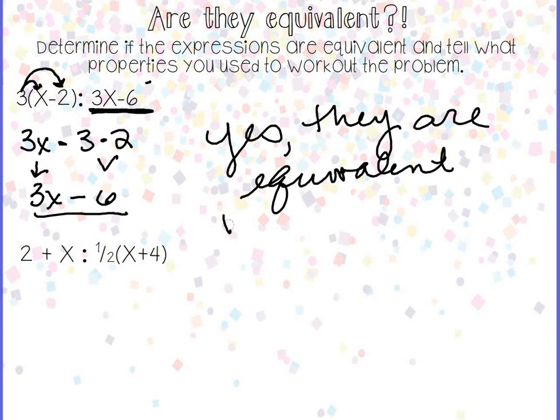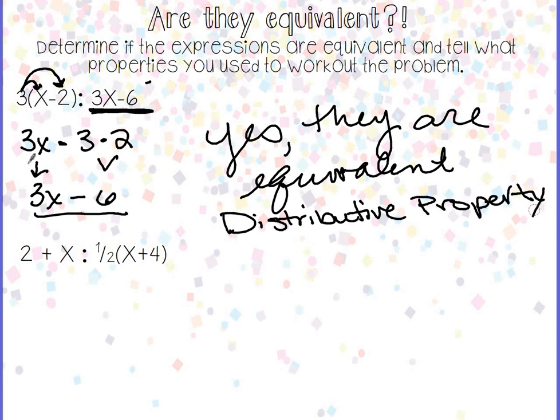And here we use the distributive property, where we distributed the 3 to the numbers inside the parentheses. All right, now we're going to look at 2 plus x and half times x plus 4. So in this case, we're going to leave this one alone because the only property we could use on it is the commutative, and that won't help us with breaking these parentheses.